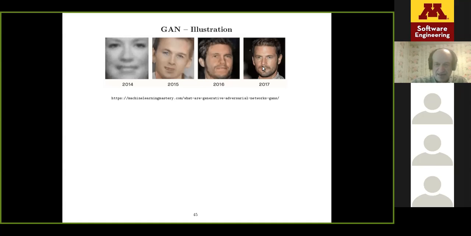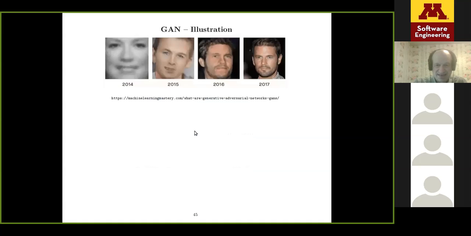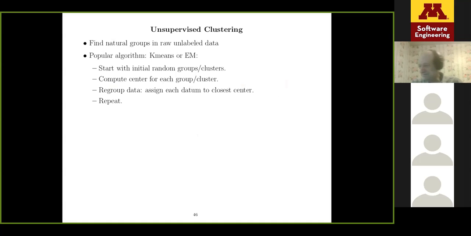So if the generator just picked one of the real examples and simply spat it out, the discriminator would never be able to distinguish it, but the output would not be of any use. So the training process is more complex in this case. So that's a survey of some supervised algorithms and some deep learning algorithms.